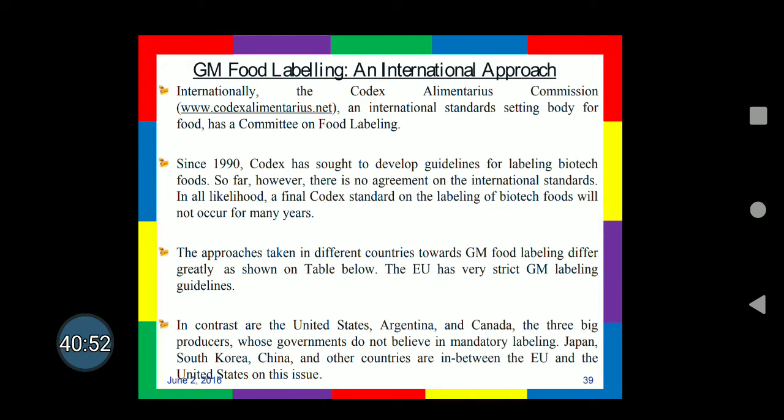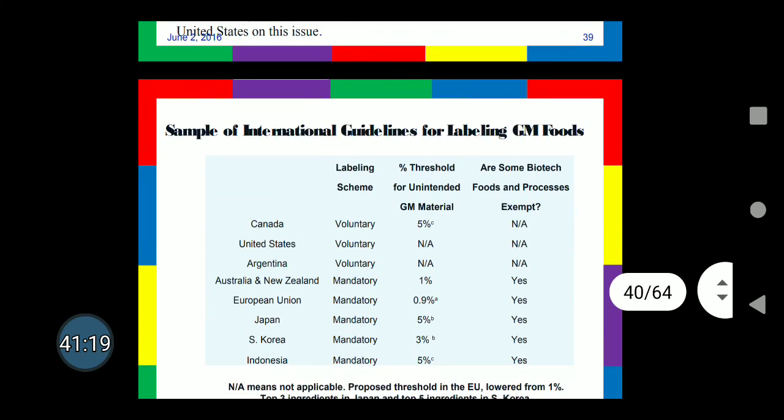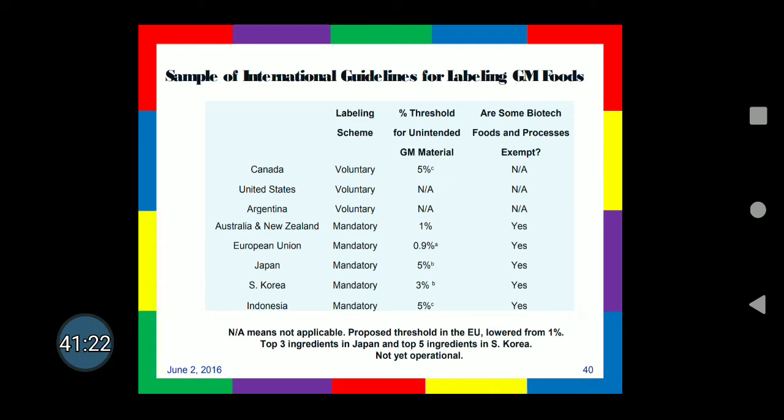So, Europe has very strict GM labeling guidelines. In contrast, the United States, Argentina and Canada, three big producers whose governments do not believe in mandatory labeling. Japan, South Korea, China and other countries are in between Europe and the United States on this issue. The sample of international guidelines for labeling the GM foods.